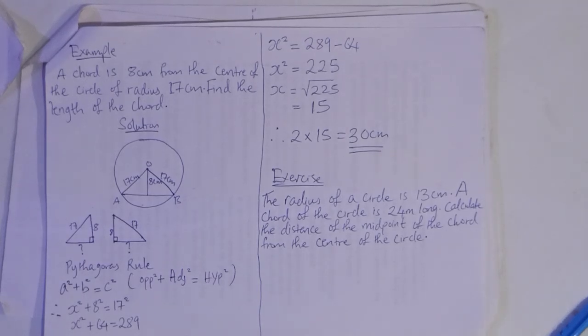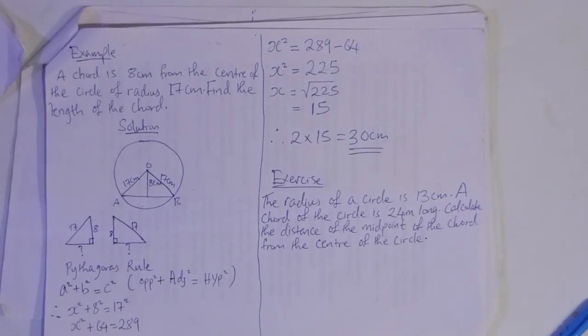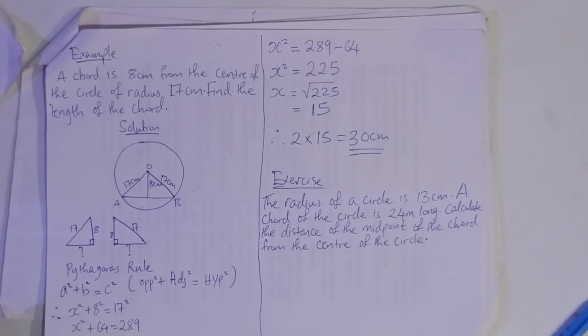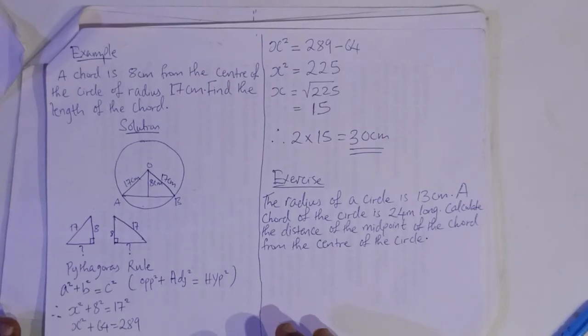All right, now this is the first example on chord properties. I don't know, maybe I forgot to mention that what I just explained to you now is called chord properties. All right, that's where we start from when we're dealing with circle theorem.